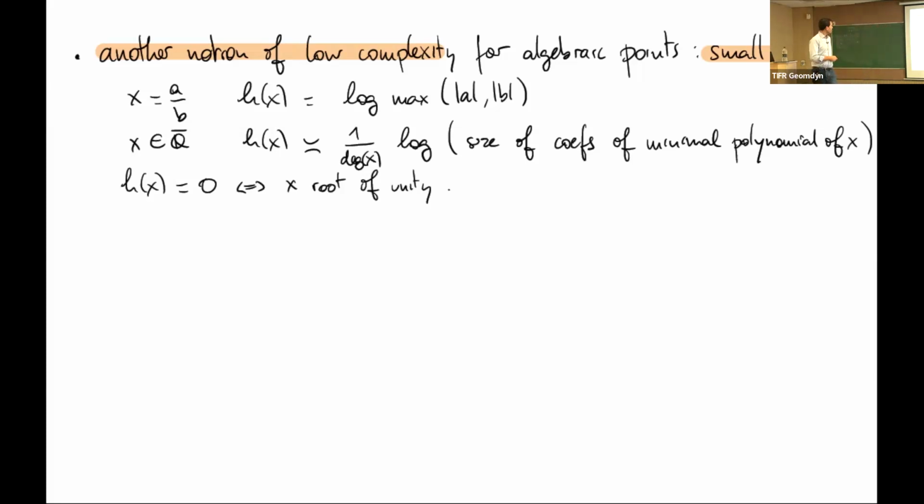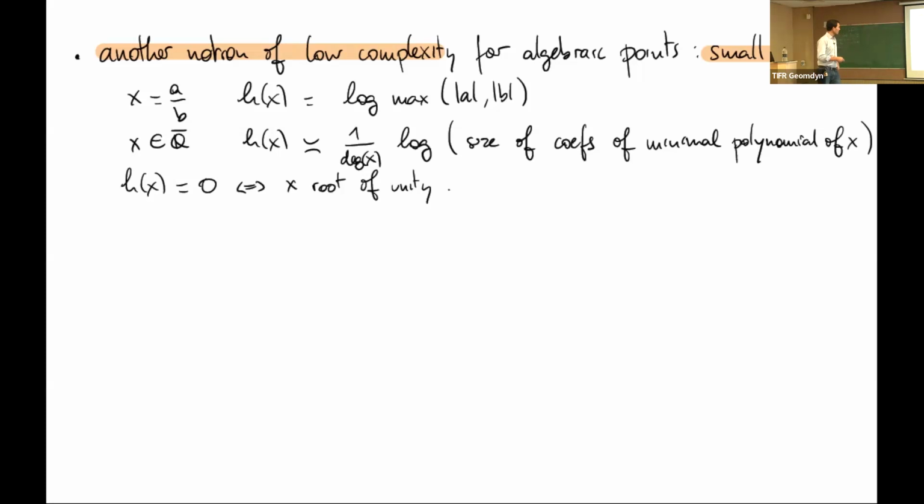And for an algebraic number, you also have a notion of height, which measures the size of the coefficients of the minimal polynomial of this number x, normalized by the degree. I will state the precise definition of height later. So a point of height 0 is a root of unity. It's a consequence of the definition.